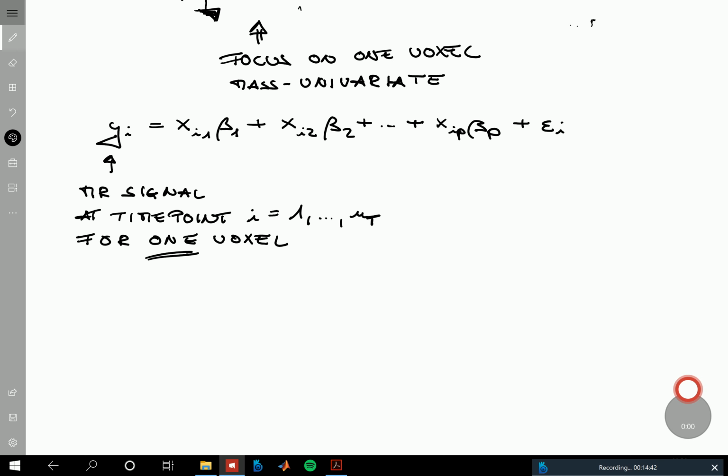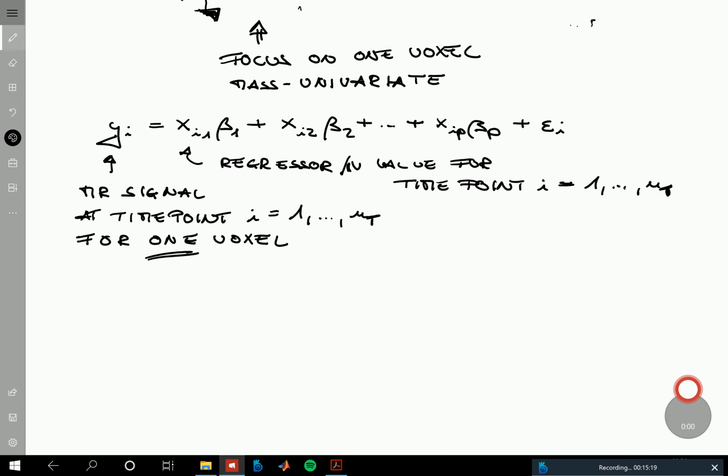So this is now one time point for one voxel. The xi are, of course, the regressor or independent variable value for time point i, again from 1 to nt, and how these regressors are formed will be the big topic for next week, but I will show you roughly how they are formed today. The betas are, of course, the parameters and their intuition, yeah, we will also have a look at in a second. And then there is, of course, also the ith error contribution.